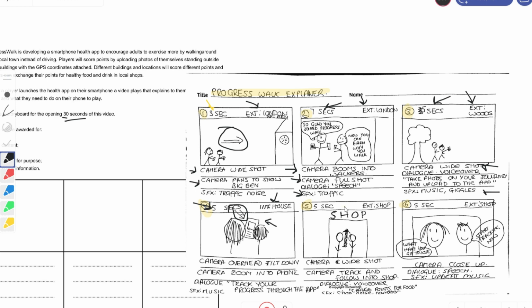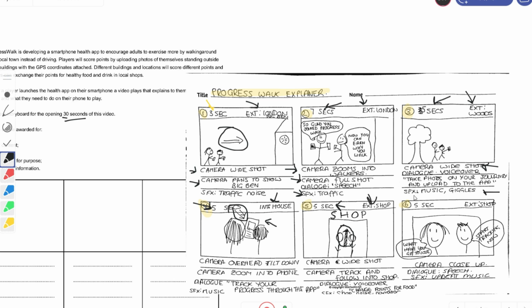Then again, I've got my duration here. I have got my exterior of the shop here. And then I have got a camera, wide shot again. The camera is going to track and follow these two into the shop. So I've got my arrow here to demonstrate that happening. Dialogue, voiceover, change points for food. And sorry, it's just cut off at the bottom here, but it says sound effects, the shop noise, and the narrator talking, obviously the voiceover here.